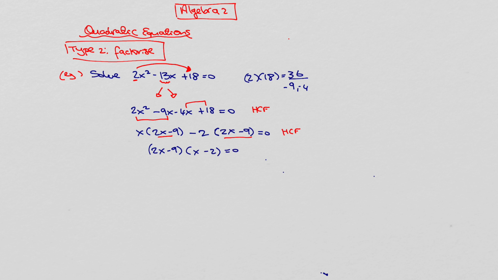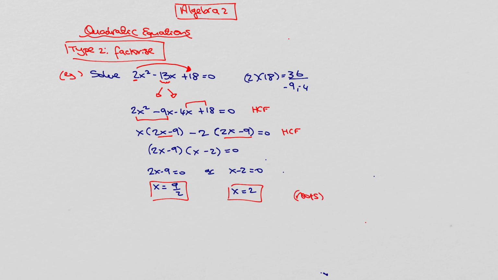And the only way we can get two brackets multiplying to give me 0 is if the first bracket is 0, or if the second bracket is 0, or both are 0. So 0 times anything is 0. So therefore 2x minus 9 equals 0. Well, 2x equals 9, which means that x equals 9 over 2, or x minus 2 equals 0, so x equals 2. And therefore these are our roots of the equation.